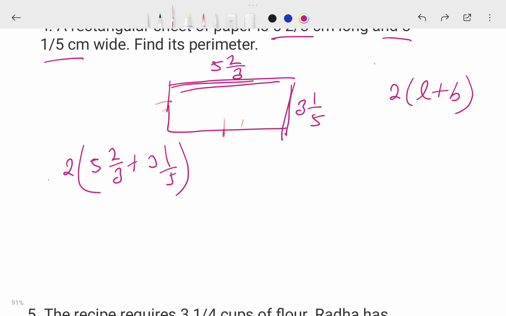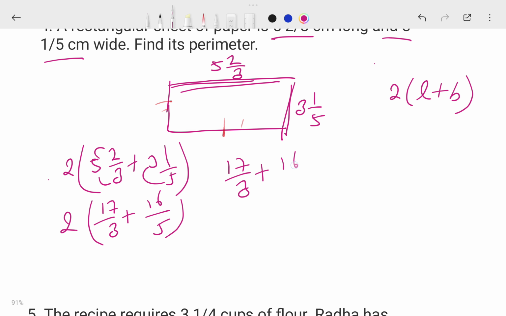If you multiply, this is going to be 15. 15 plus 2, that is 17 by 3. Now here 5 3s are 15. 15 plus 1, that's going to be 16 by 5. Now let's take the LCM. Now forget this one. This is 17 by 3 only, and here this is 16 by 5.